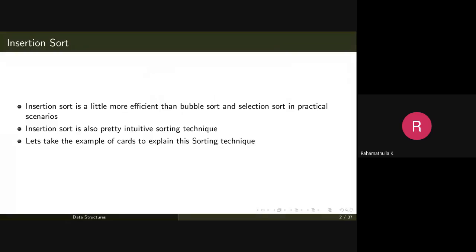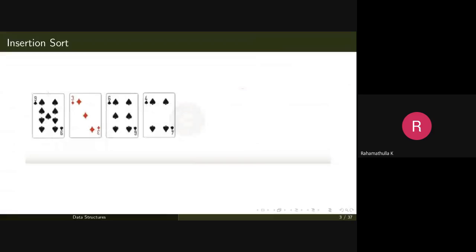Let's look at the example of playing cards. Let's say you have this set of cards in your left hand, and you would like to sort this according to the values on the card. That is, the output should be 3, 4, 6, and 9.